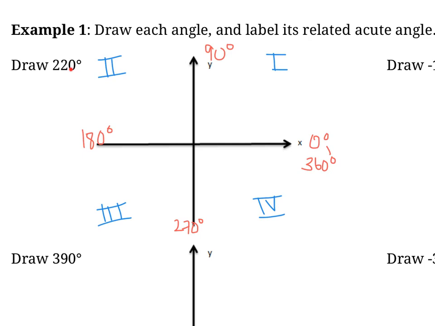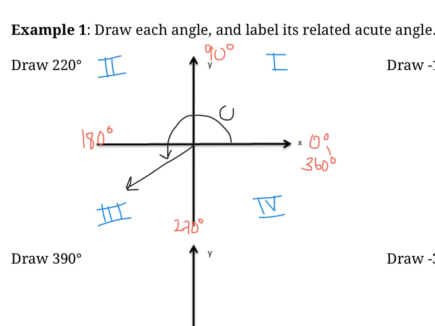So now we have all the labels that we need to answer this question very quickly. Where would 220 degrees be? Which quadrant? Well, it has to be between 180 and 270, so it has to be in quadrant 3. So maybe it looks something like this. We can label 220 degrees now by starting on the initial arm and drawing an arrow all the way to the angle.